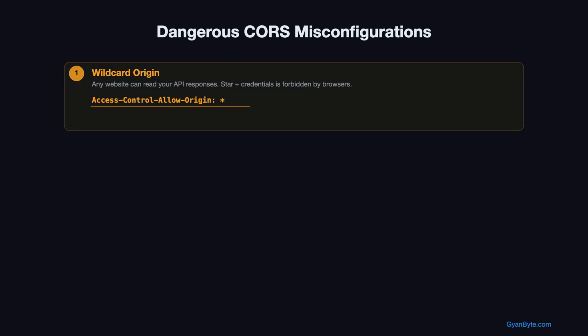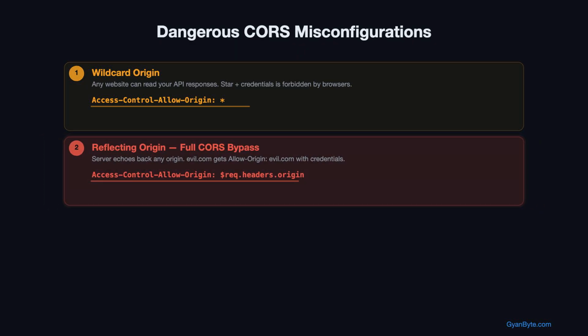Mistake 2, and this is the dangerous one. Reflecting the origin header back as the allowed origin. Whatever origin the request comes from, the server just echoes it back. This means evil.com sends a request. The server responds with Allow-Origin evil.com with credentials enabled. That's a full CORS bypass.